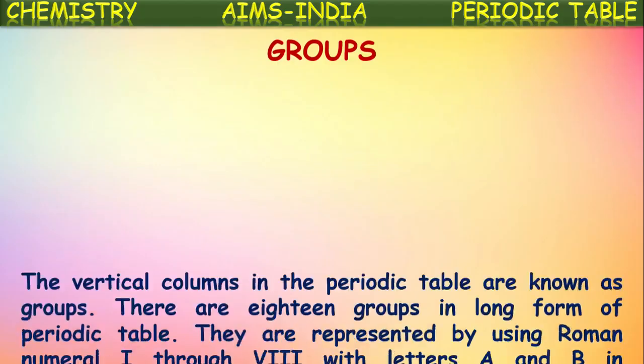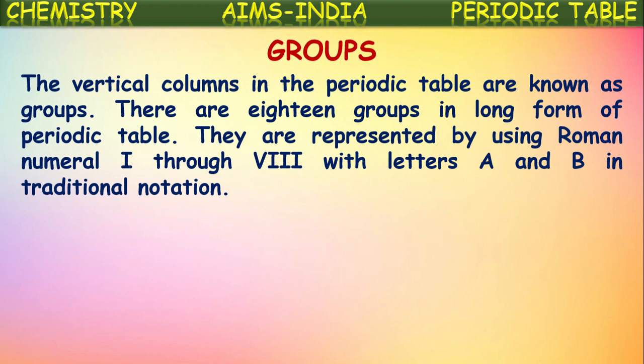So first let us go through the groups in the modern periodic table. The vertical columns in the modern periodic table are known as groups. There are 18 groups in the long form of the periodic table. Because there are 18 columns, they are called 18 groups. They are represented using Roman numerals from 1 to 8 with the letters subgroups A and B. Isn't it? It is said to be the traditional notation.